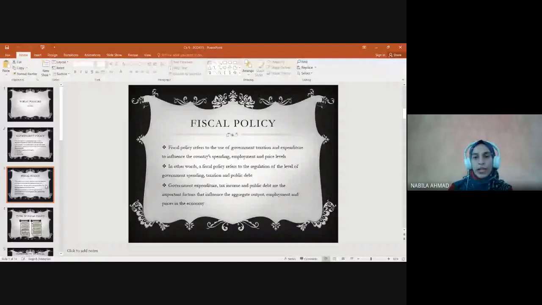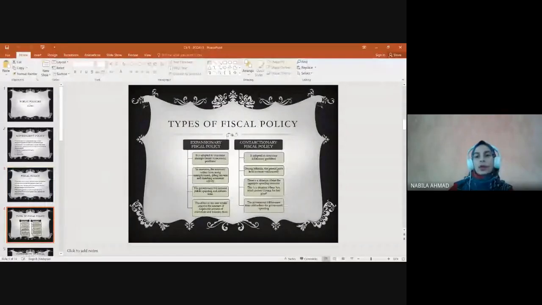Okay, so in other words, a fiscal policy refers to the regulation of the level of government spending, taxation and debt. Yeah, government expenditure, tax income and public debt are the important factors that influence the aggregate output, employment and prices in the economy. Right. Jadi kita tengok types of fiscal policy. Ada dua jenis, expansionary fiscal policy dan contractionary fiscal policy.